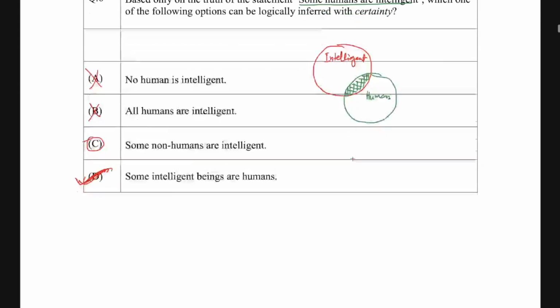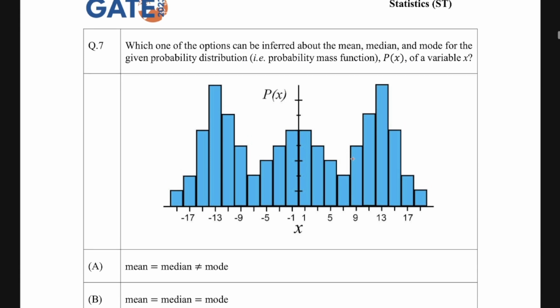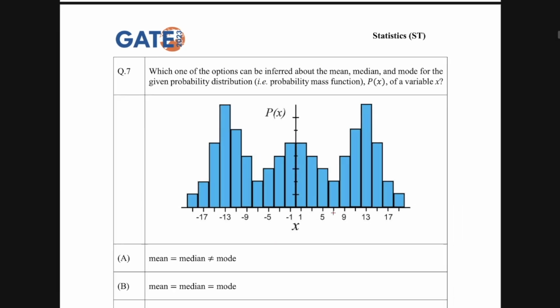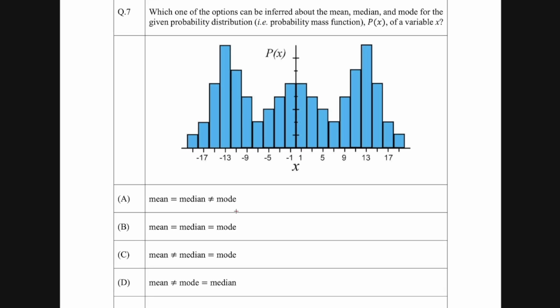Okay, fine. Let's take the next question now. This is from your graph related questions. It says, which of the following options can be inferred about the mean, median and mode of the given probability distribution? What is the probability distribution? They have said that it is the probability mass function p(x) as a function of x. I'll just zoom out a little bit so that you can see the whole question. Yeah, so this is the graph.